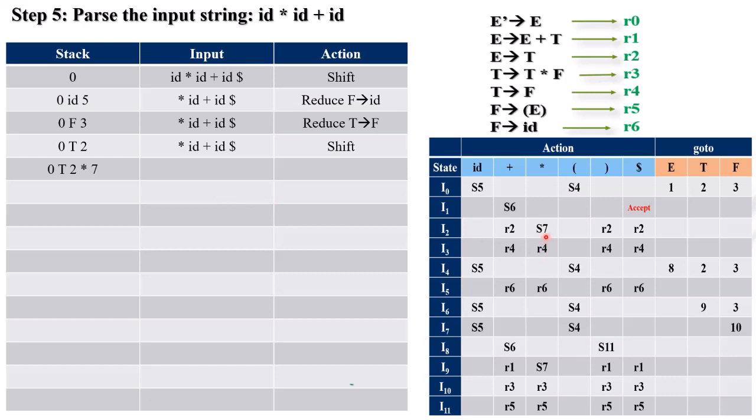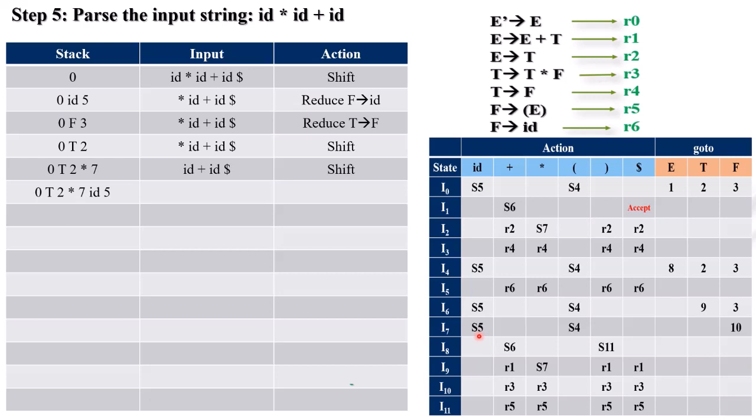So what is remaining in the input? ID plus ID dollar. So now we have to check I7 and ID. What is there? Shift 5. So simply we have to write here shift. We have to shift ID here, and on the right hand side we have to write 5 because we have performed S5.